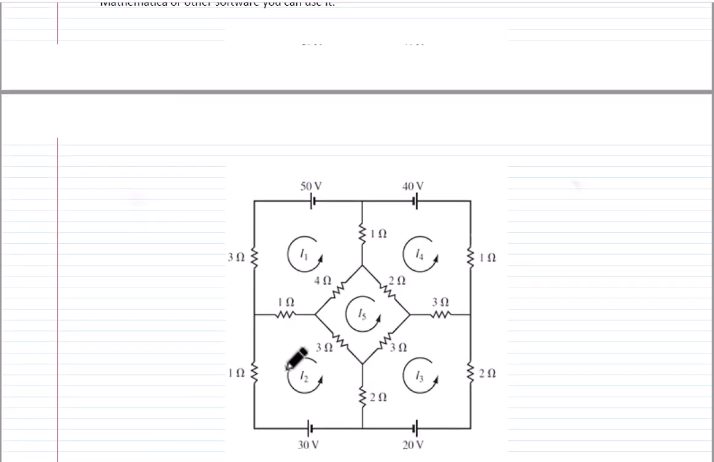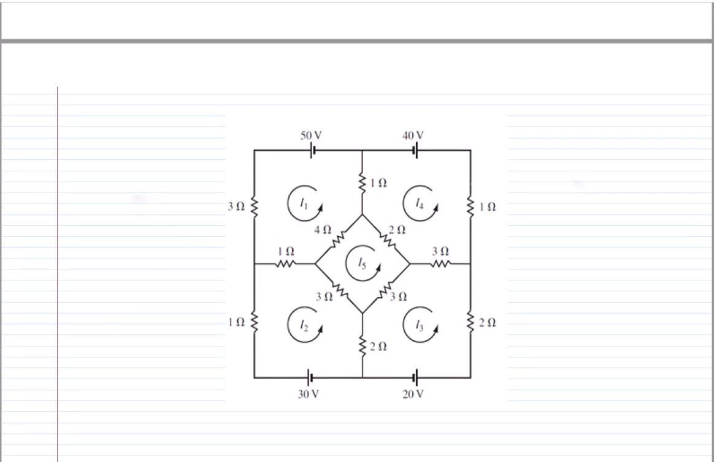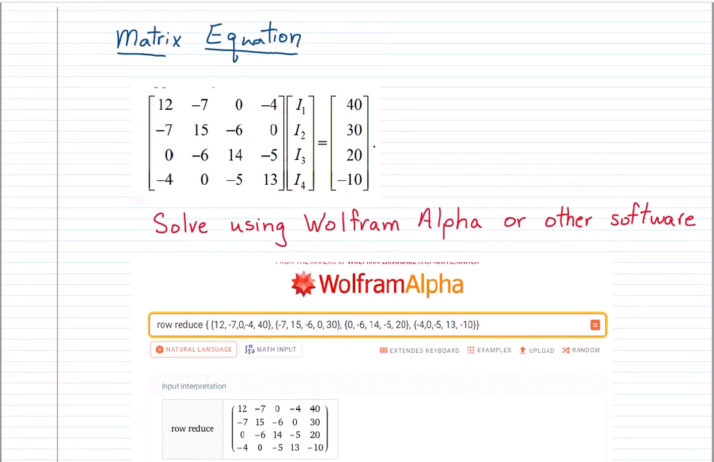So here is yours. There are 5 loops. 1, 2, 3, 4, 5. Do the same thing. You're going to trace around each of these loops, writing down the voltage drops to generate what you have. So I'm looking for neatness. I'm looking for good organization.